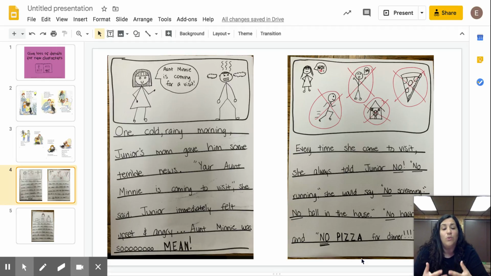It's so cool. So what I'm going to do today is I'm going to add another page to this story and give lots more details about Aunt Minnie. Okay, we already know that she's mean and that she says no a lot. Okay, I'm going to give some more details about her in my next page. All right, let's read it together. Here it is.